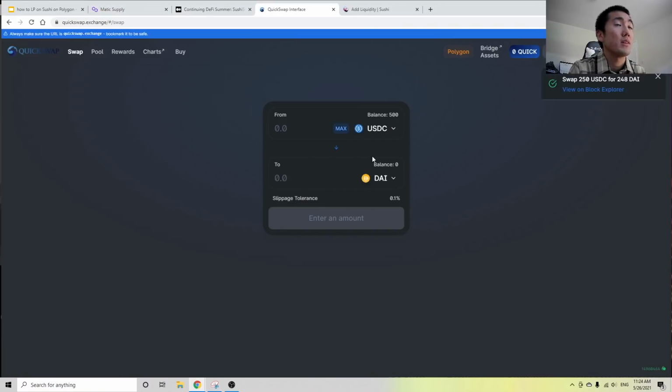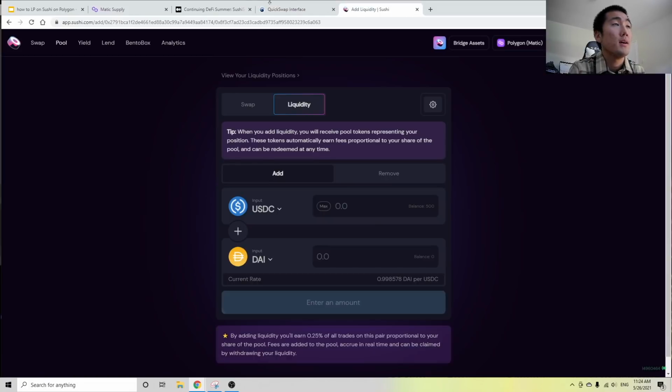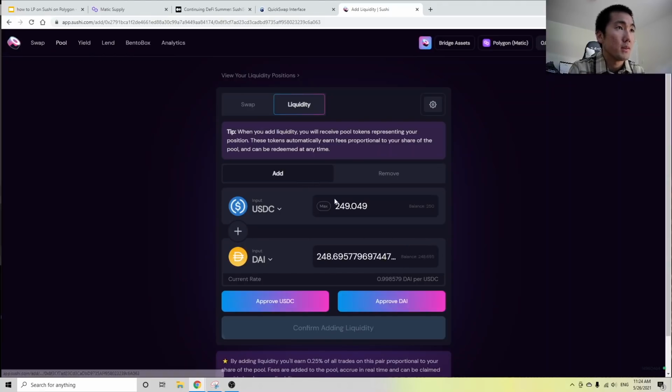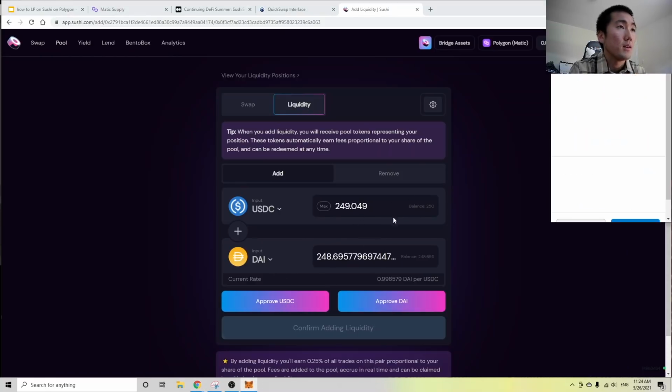So let's see if that went through. Okay, so now I have 250 USDC and this much DAI. So now I can go to SushiSwap and provide liquidity. Okay, so it's just updated. So yeah, I can provide this much DAI. It's not super equal, but it's how it works.